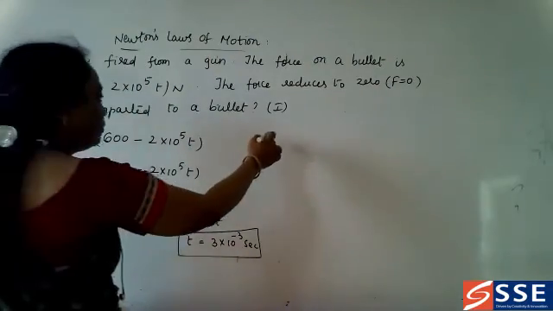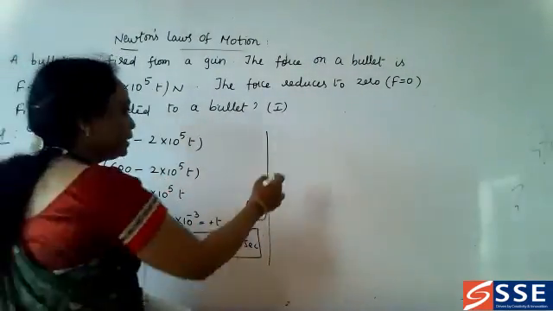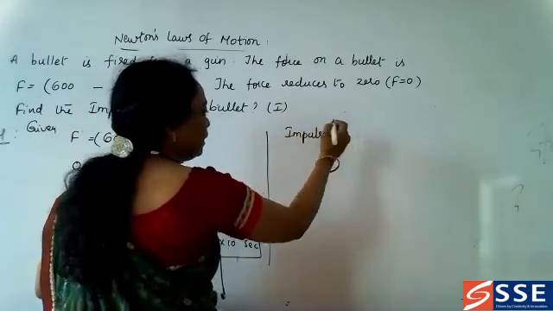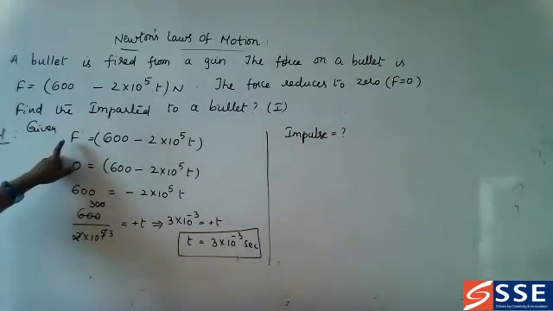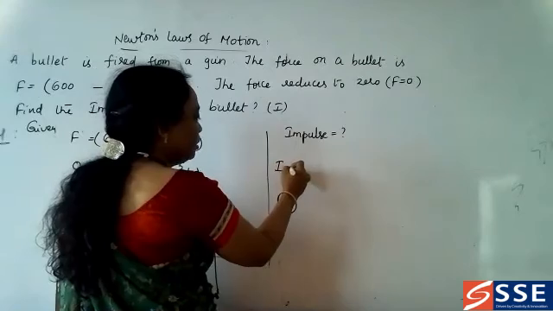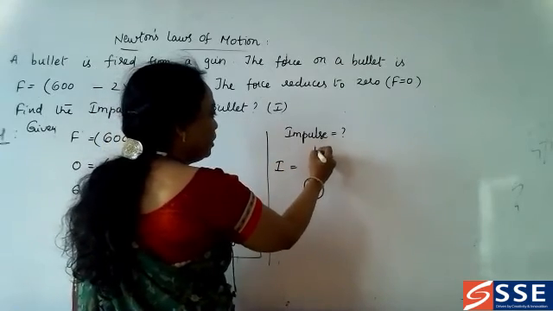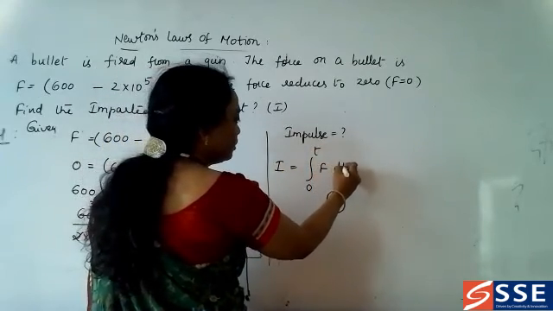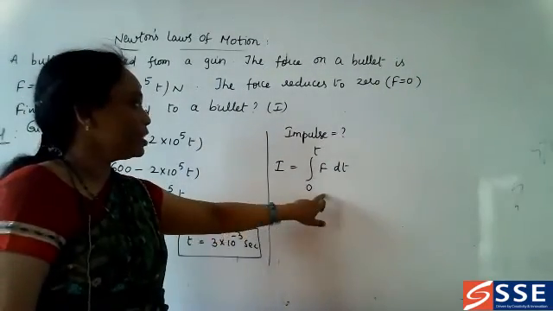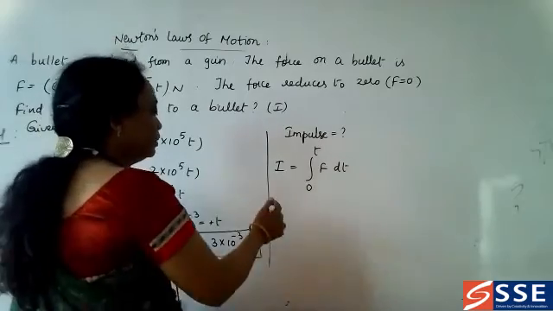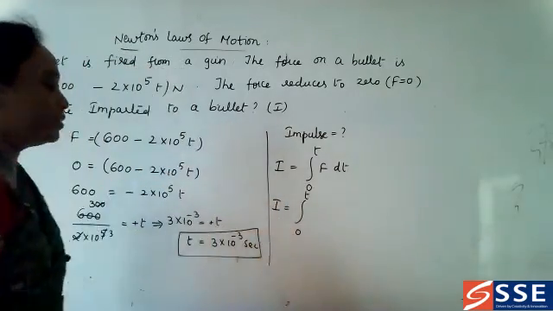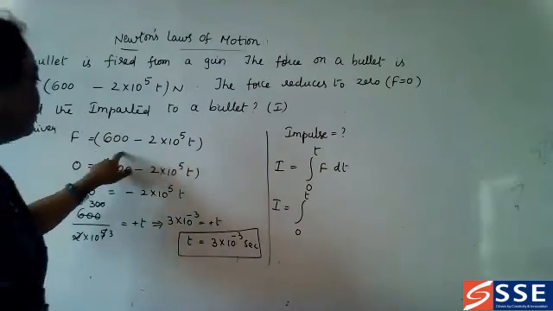Next, we have to calculate impulse. So what is the formula for impulse? What is the formula in case of force? Suppose if you are taking force, how do you write the impulse formula? For this, I is equal to the integral from 0 to t of F dt. So this is the formula. So you have to integrate this, substituting the F value.